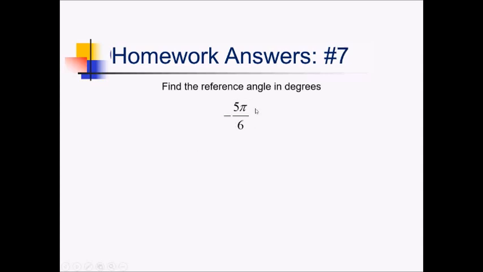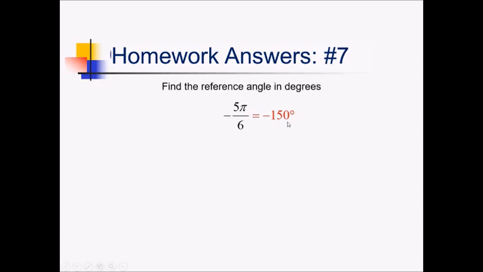To figure out the reference angle for this one, let me first convert it to degrees. I'm going to have to do it at some point anyway. If I multiply by 180 over pi, I've got 180 divided by 6, giving me 30, and then negative 5 times 30 is negative 150. That's the original angle in degrees.